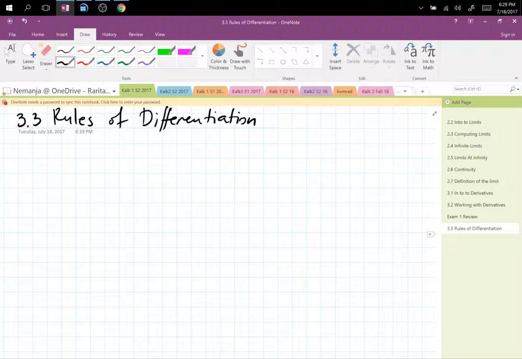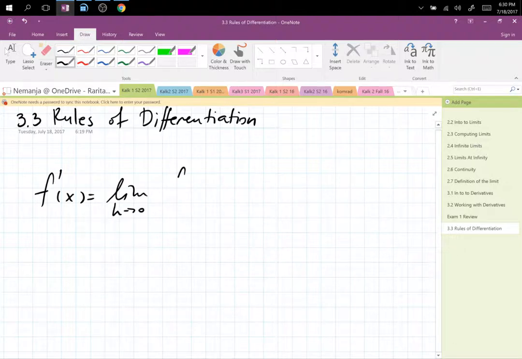This section will outline the rules that you memorize so you don't have to do the limit as h goes to 0 of f of x plus h minus f of x over h, and then spend whatever amount of time to compute that. Just to remind you, the derivative of a function was defined as the limit of the difference quotient.